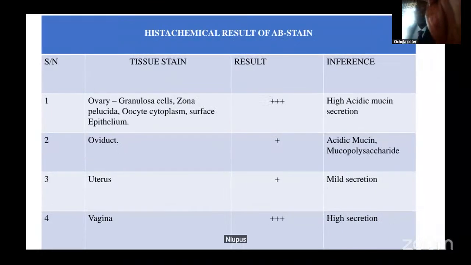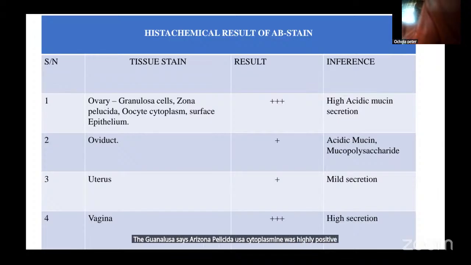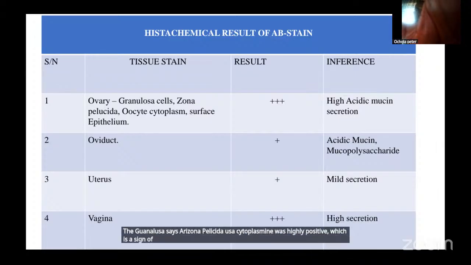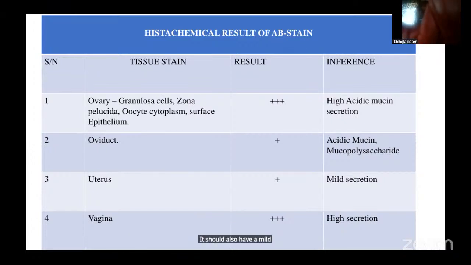Then that of the Alcian blue, the granulosa cells, zona pellucida, oocyte cytoplasm and the surface epithelium were highly positive, which is a sign of high secretion of acidic mucin. And then in the oviduct, acidic mucin was secreted, but it was mild. The uterus has a mild secretion of acidic mucin, and the vagina had a high secretion of acidic mucin.